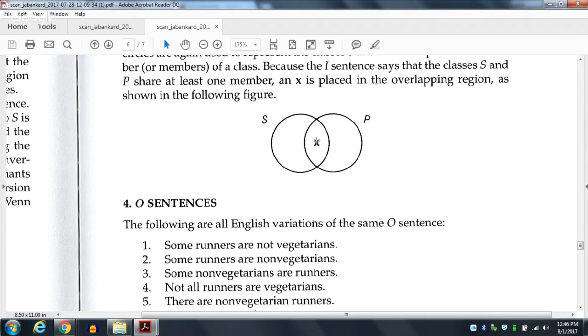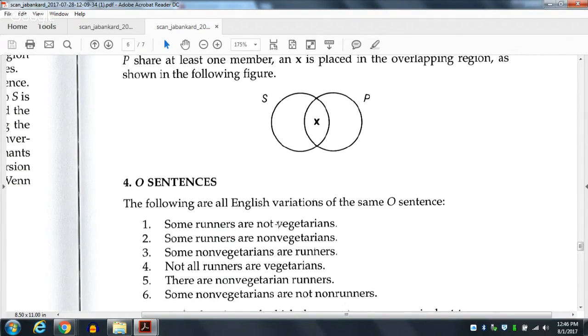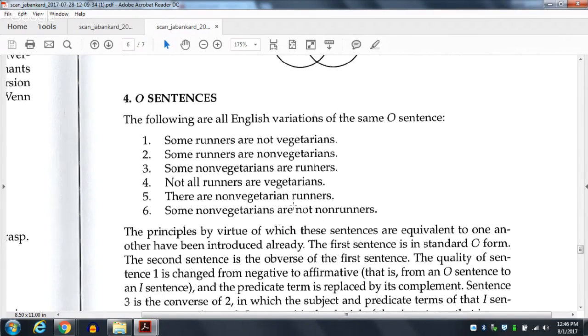So some are, we put the X there. Okay. Lastly, we have O sentences, right? Some runners are not vegetarians. So some S are not P. Some runners are non-vegetarians. Some non-vegetarians are runners.